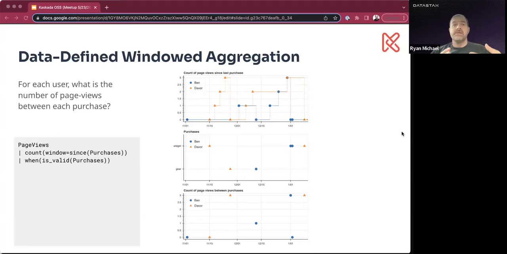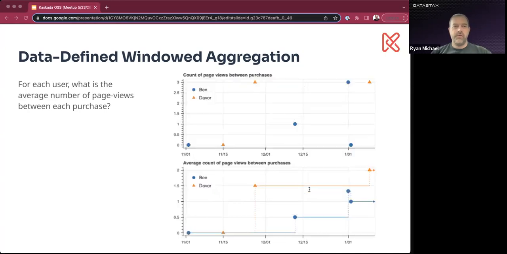This is incredibly useful for things like defining the points in time at which I want to construct training examples. So if I want to say, I'm going to use a model every time someone comes to my site, I can describe my feature set and then observe it at all of the points in time that a user comes to my site. And then I've controlled the set of results that I produce in that historical output.